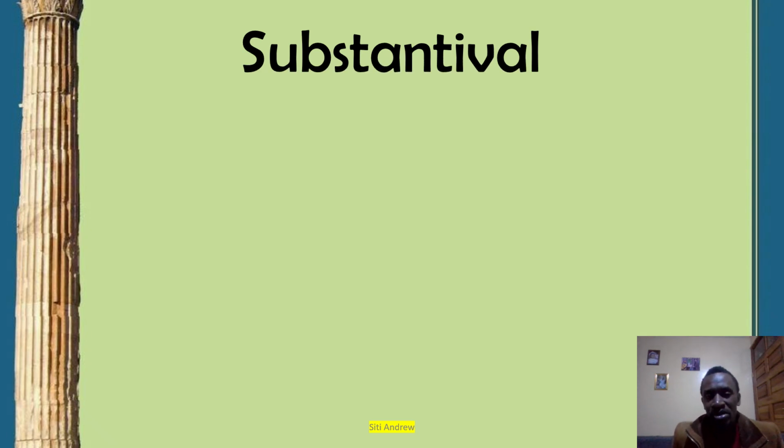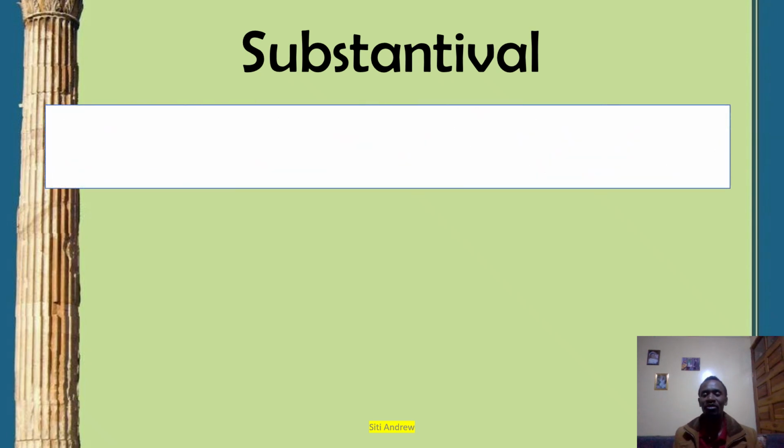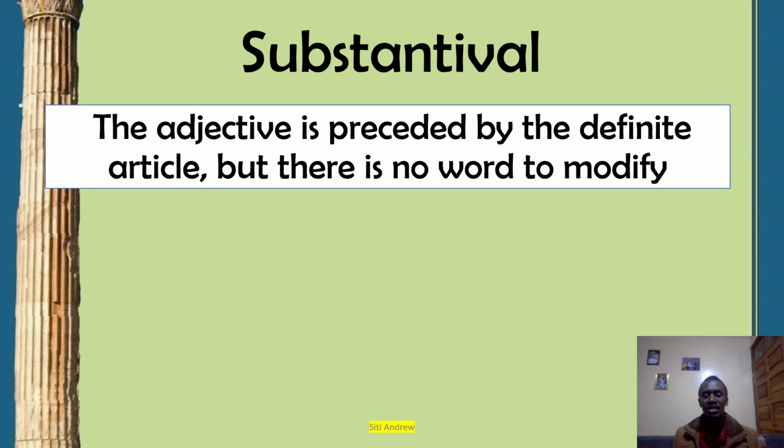When we're talking about a substantive adjective, it functions as if it were a noun. As you know, adjectives most of the time give attribute or quality to the noun, but here the substantive use is that the adjective itself functions as a noun, and the adjective is preceded by the definite article, but there is no word to modify. Note that and understand it very well. And it's preceded by the definite article, but there's no word to modify.